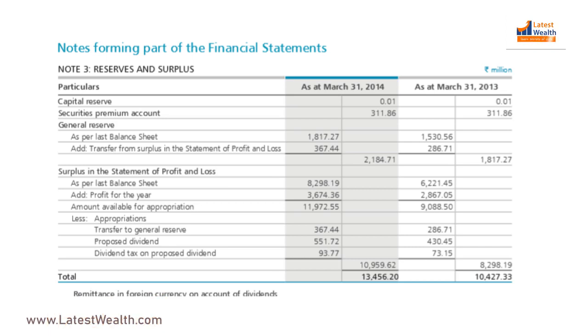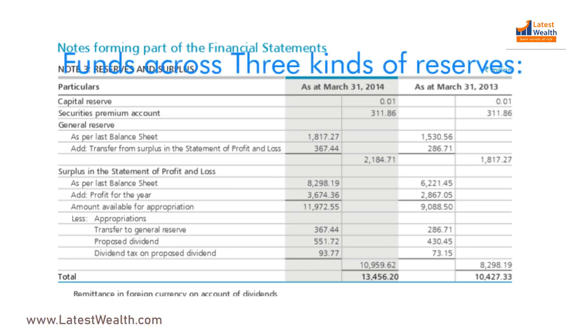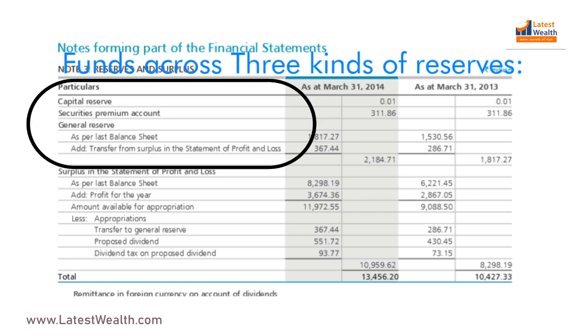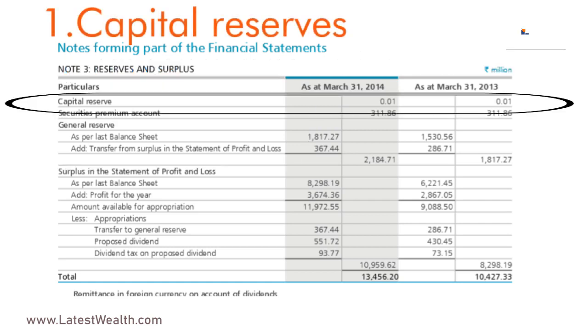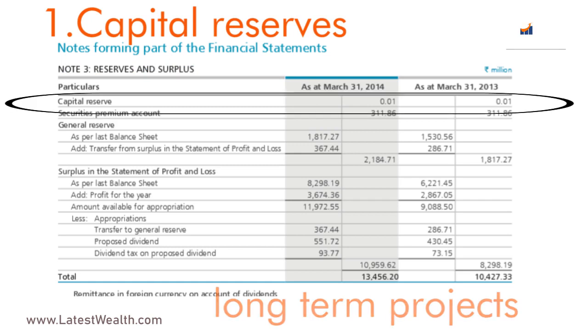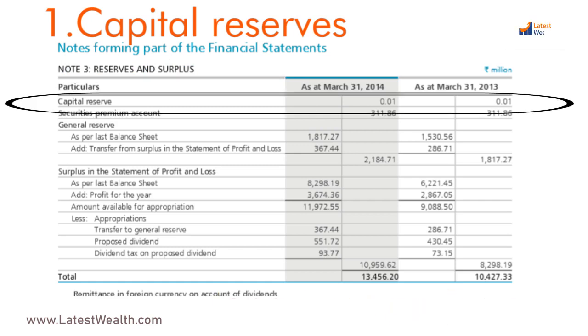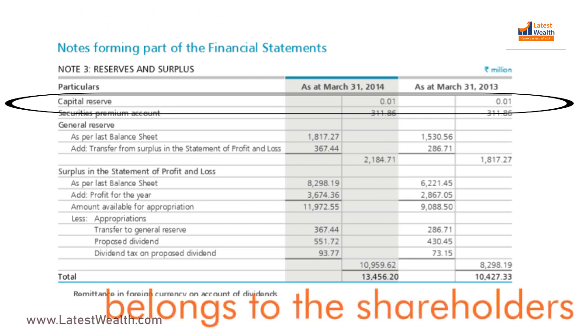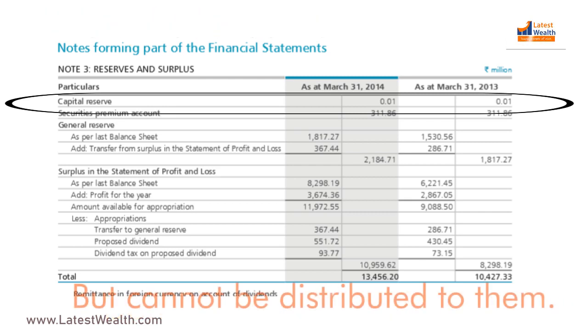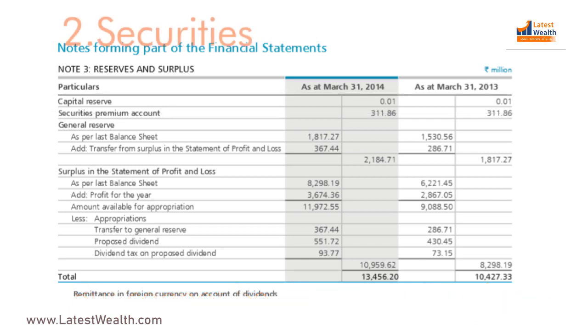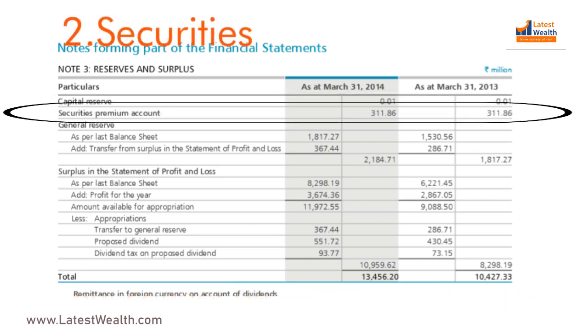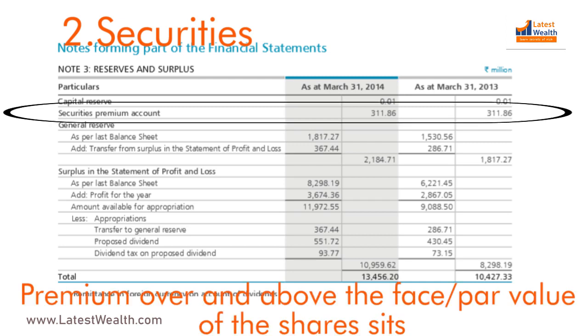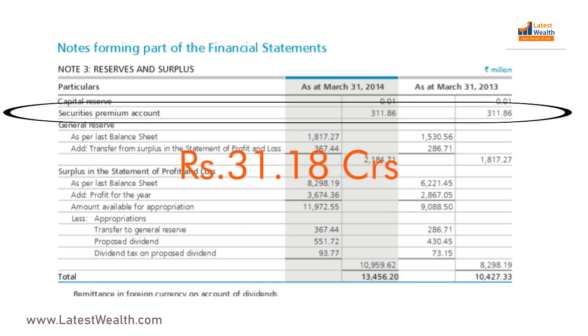As you can notice from the note, the company has earmarked funds across three kinds of reserves. 1. Capital reserves, usually earmarked for long-term projects. Clearly, ARBL does not have much amount here. This amount belongs to the shareholders but cannot be distributed to them. 2. Securities premium reserve account. This is where the premium over and above the face value or par value of the share sits. ARBL has 31.18 crores under this reserve.